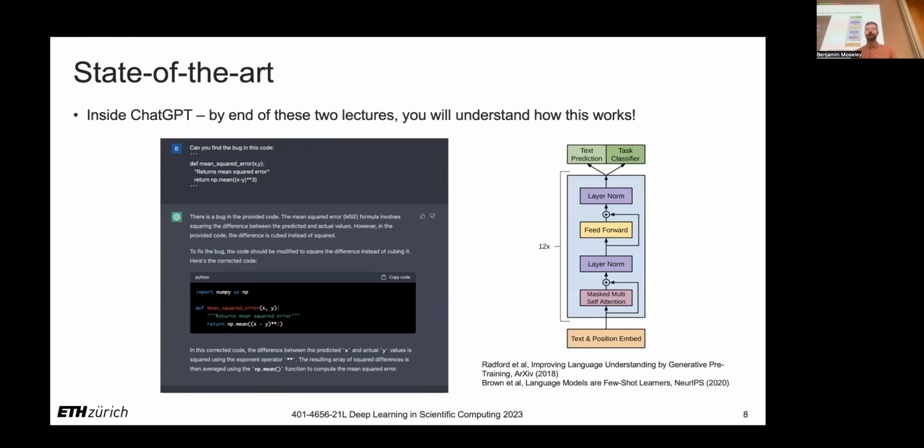I mentioned this is part one of two lectures, and my goal for you by the end of these two lectures is to understand how ChatGPT, this model that's super popular right now at predicting text and answering questions, actually works in more detail: how we train it, what the architecture of the model looks like, and the data that we use to train it.